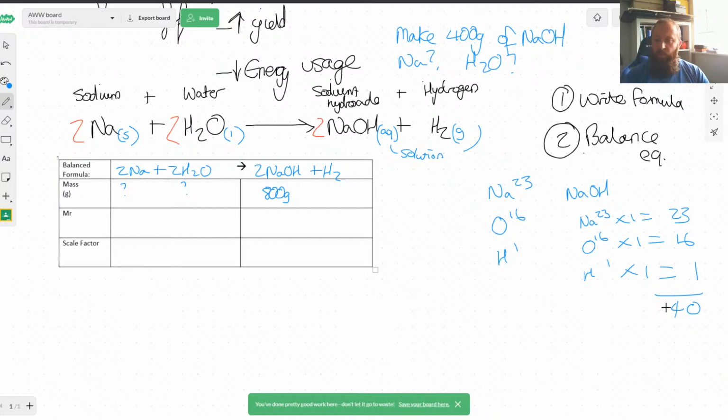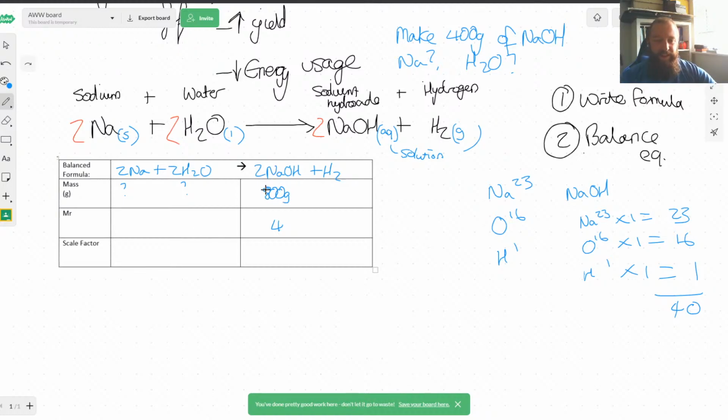Correct me if I'm wrong. I'm doing this quite quick and I'm not doing it with a calculator. So the mass of this one is going to be 40. I know that water is 18. Actually, sorry, I tell a lie. I've made a mistake here.